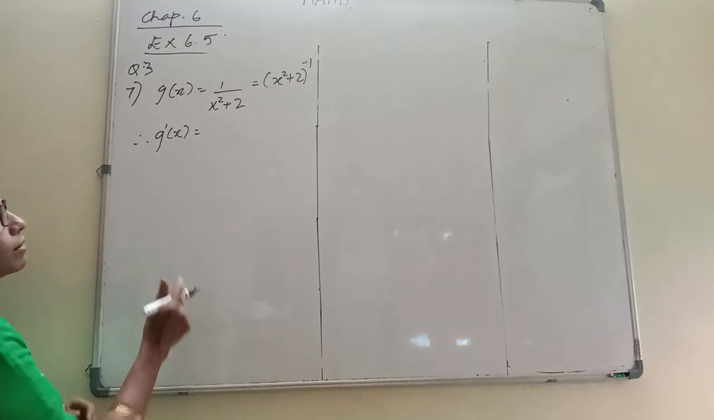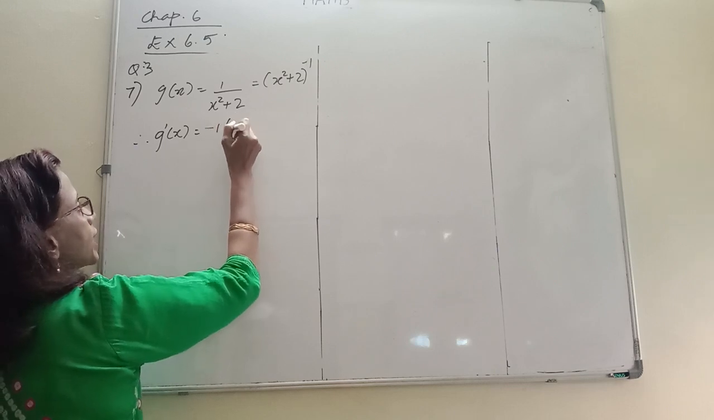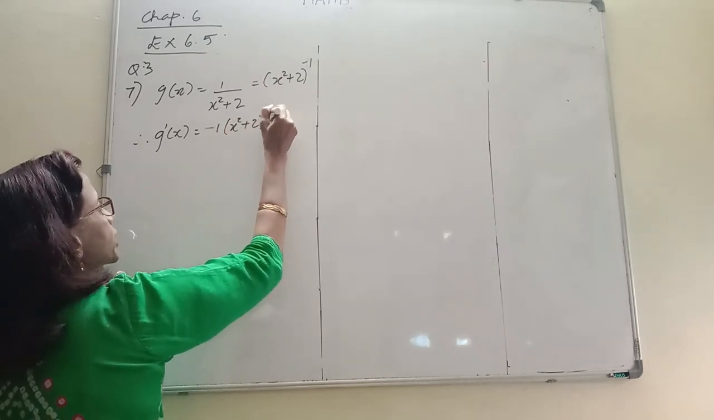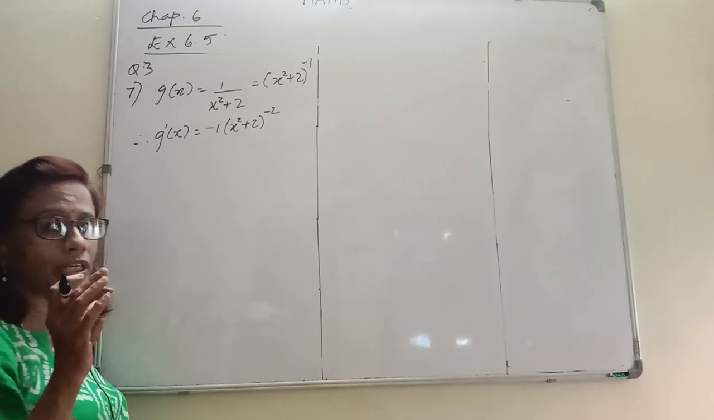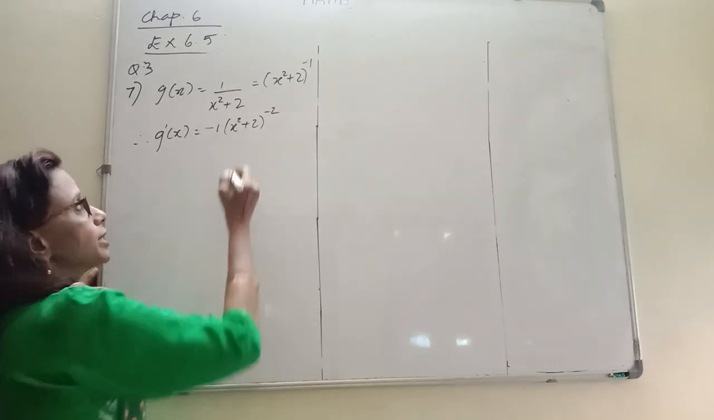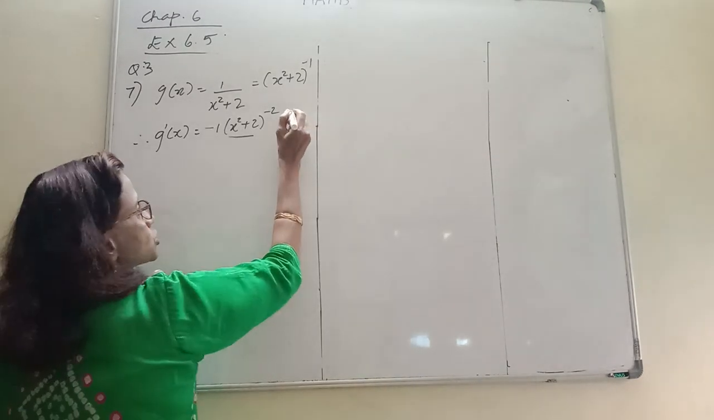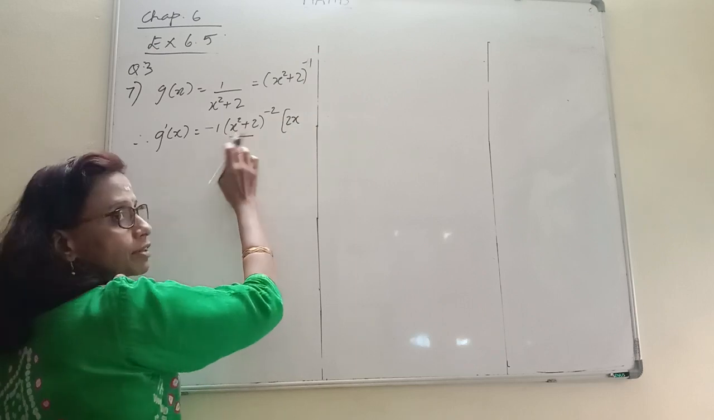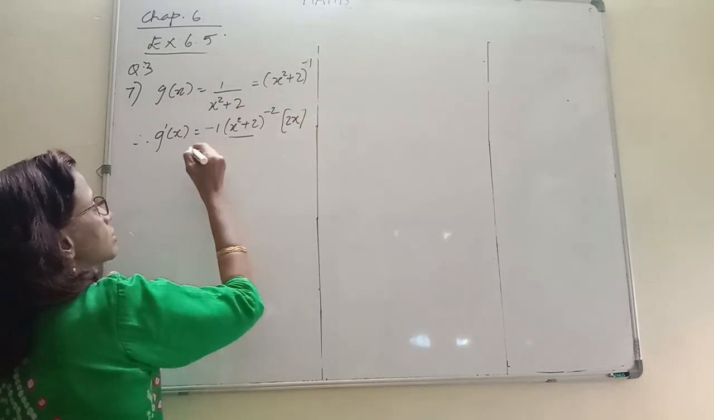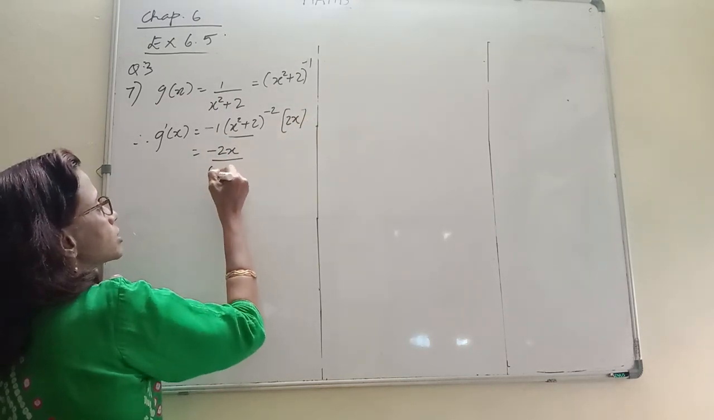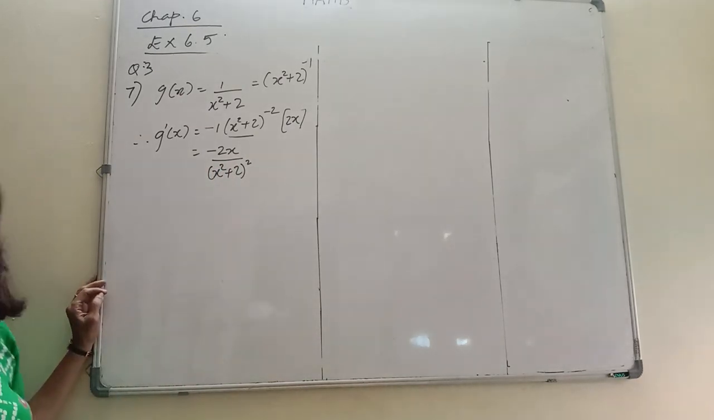So first we take the derivative of the exponent, which will come to negative 1 times x squared plus 2 raised to negative 2, using n x raised to n minus 1. Because of that, you first get the derivative of the function. Now we get the derivative of the base, x squared plus 2. The derivative of x squared is 2x, and 2 doesn't have a derivative, so you have 2x. When we write this, it will be minus 2x over x squared plus 2 whole squared. This will be our derivative.